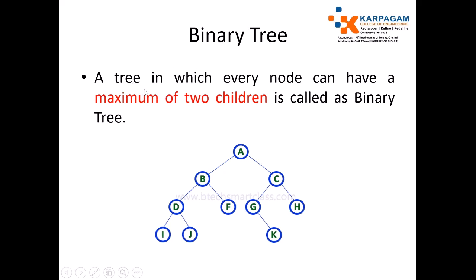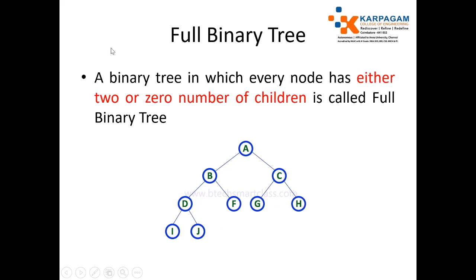I wish to tell about a tree in which every node can have a maximum of 2 children. It's called a binary tree. We have a binary tree here because every node has at most 2 children. A has 2 children and B has 2 children. Some of the nodes may have children, some may not. If any node does not possess any children, it is called a leaf.